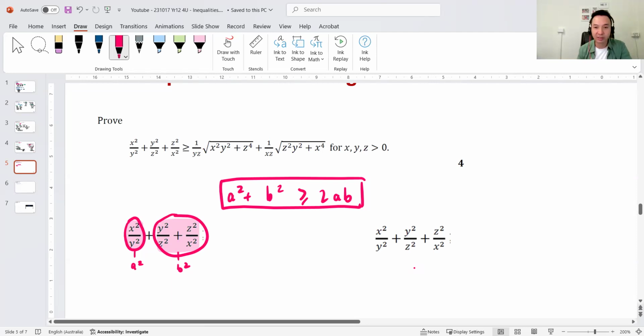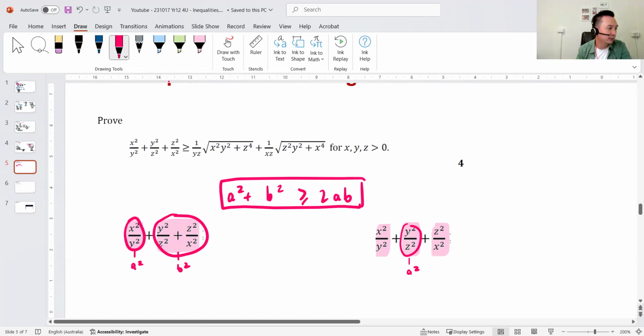And then on this side here, I might go, this is a squared, and these 2 are b squared sort of thing, right? So I might swap it around. So this guy's a squared, and this guy's b squared. Is that what I should do? Let me see. I think it is. Yeah, I think it is.